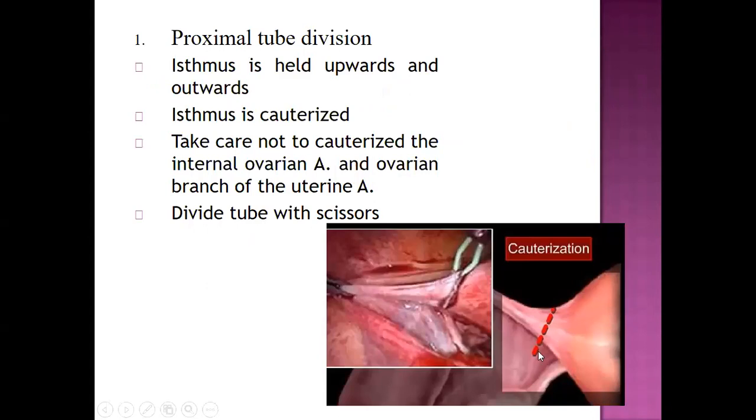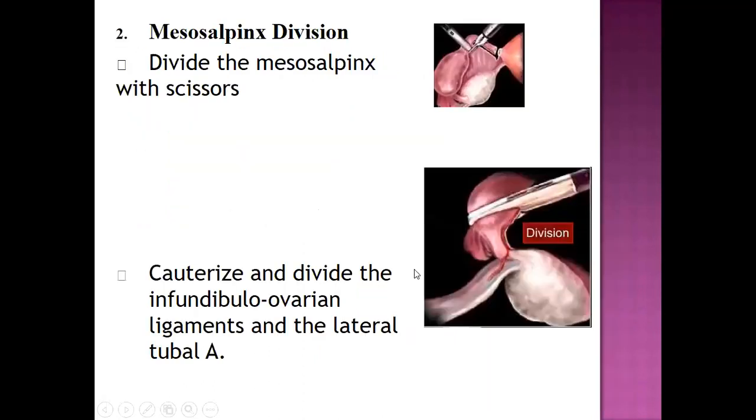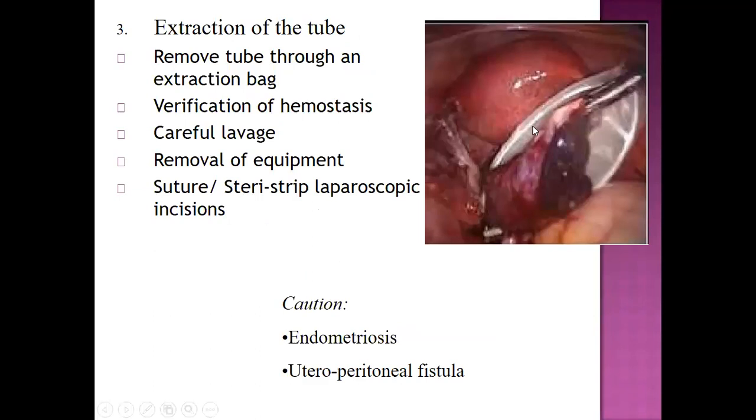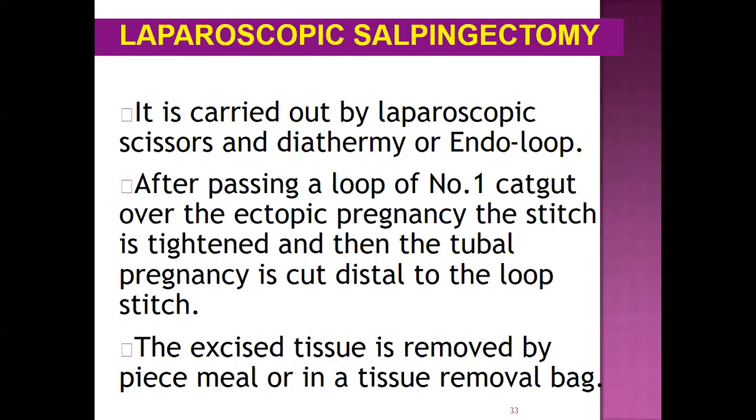We can do cauterization from here. This is the uterine part of the fallopian tube, the isthmus part, and then this is the ampullary part. This is the laparoscopic procedure we are doing. Now, the division is done here. And you can see this is the uterus, this is the ectopic pregnancy, which is ruptured. As I told you, laparoscopic salpingectomy is done with scissors and diathermy or endoloop.